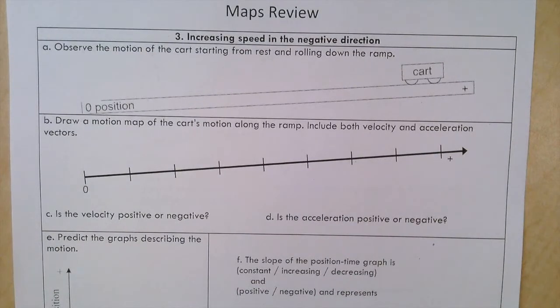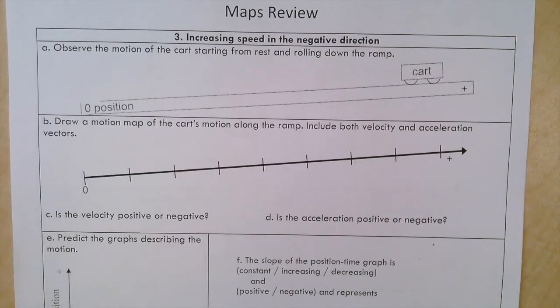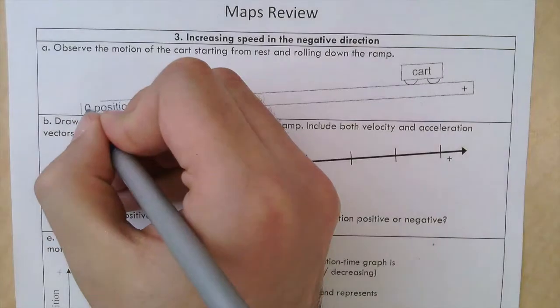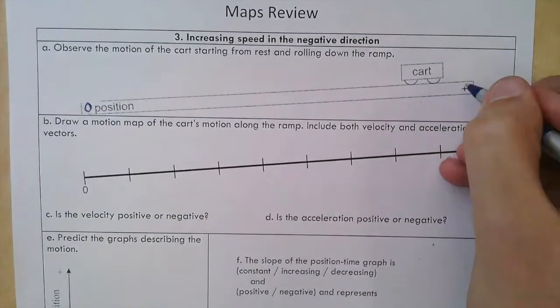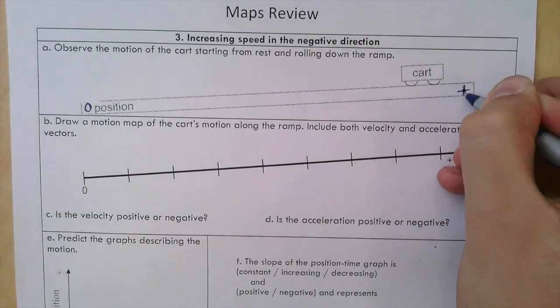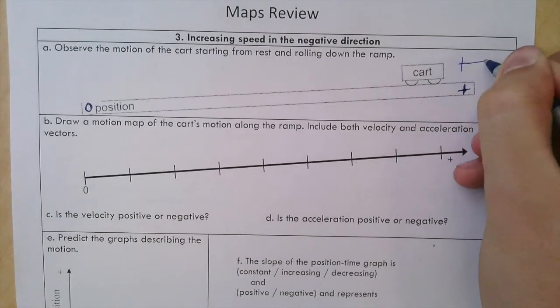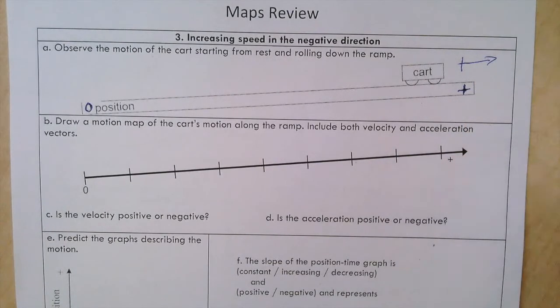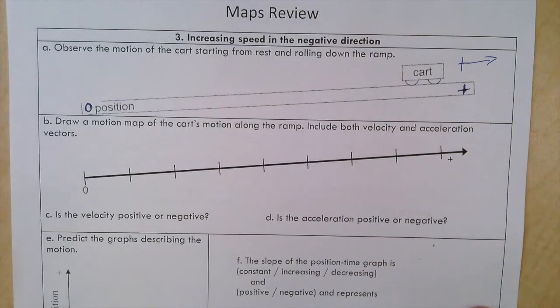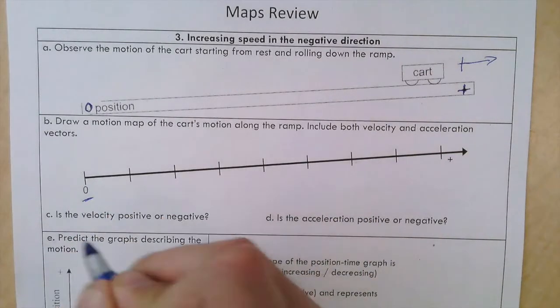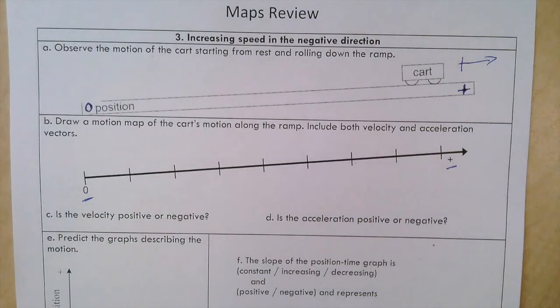Alright, so in this video we're going to talk about maps and drawing motion maps and then position, velocity, and acceleration maps. We're going to observe the motion of a cart starting from rest and rolling down the ramp. The first thing we want to note is that this is our 0 and that this is our plus. So the positive direction is increasing off of the paper here. It also has it here for our 0 and plus.